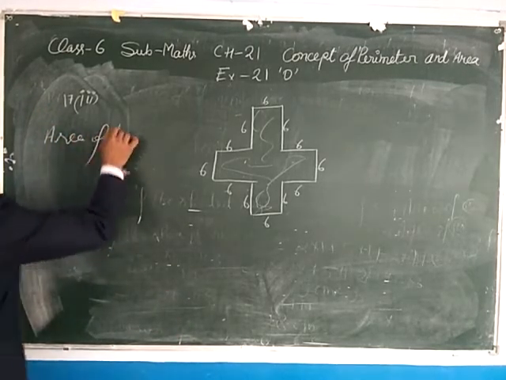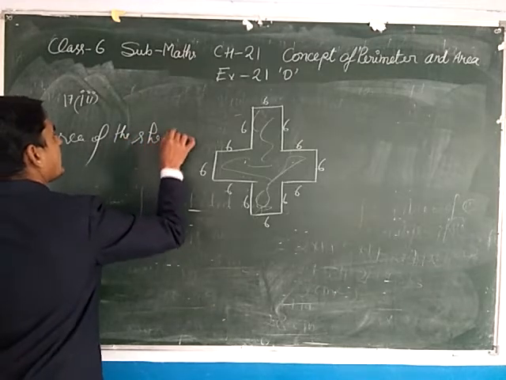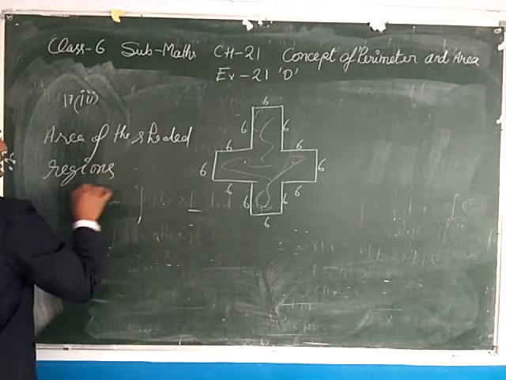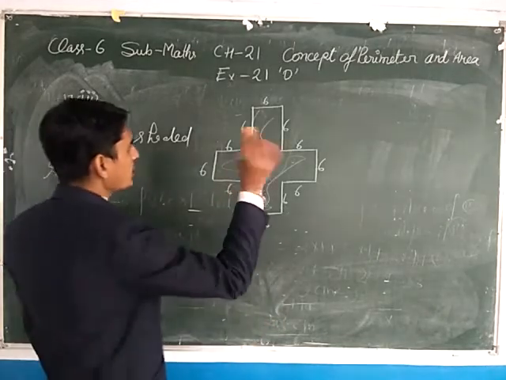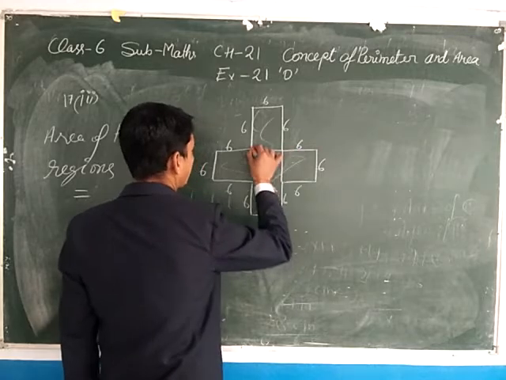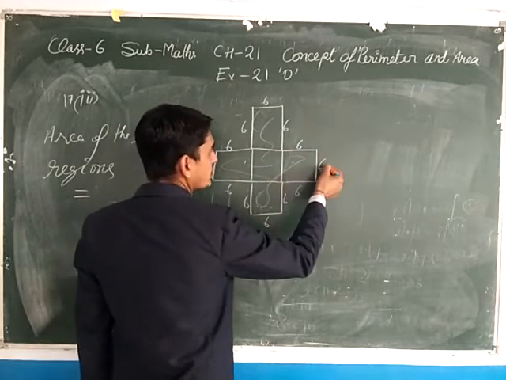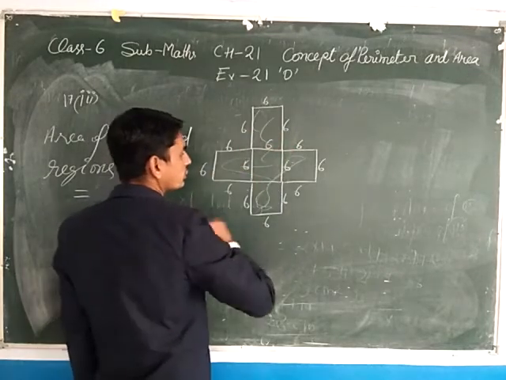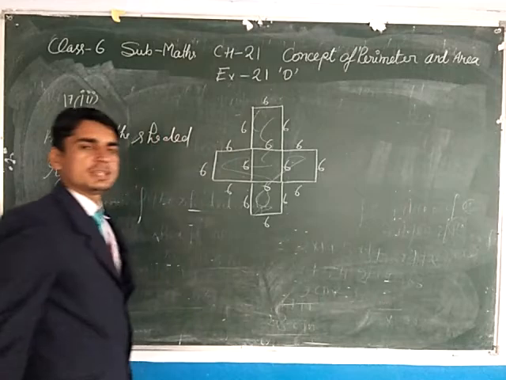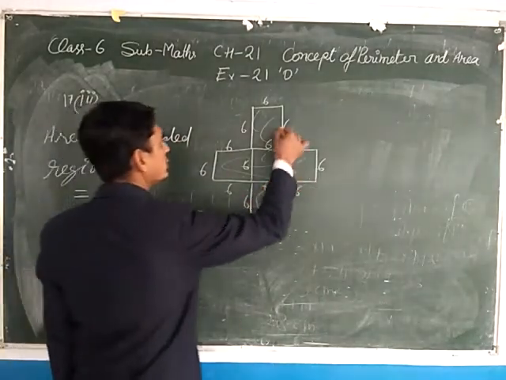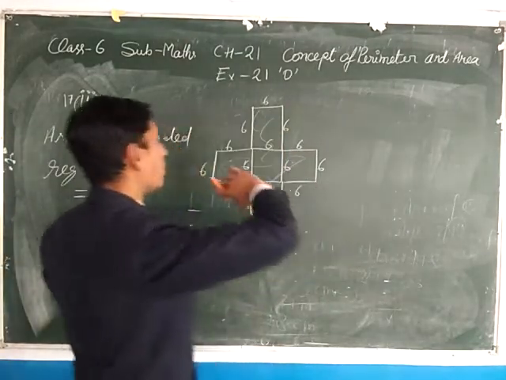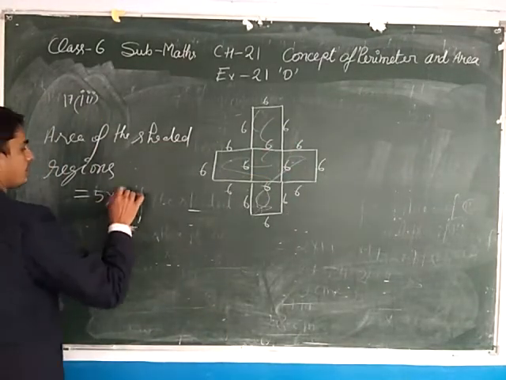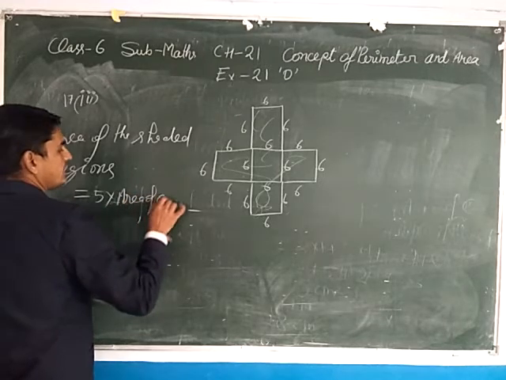Area of the shaded regions equals to, see, suppose we meet from here, from here, from here and from here. So this is 6, so this is also 6. This is 6, so this is also 6. 6, so this is also 6. And this is 6, so this will also be 6. So 1 2 3 4 5. How many parts are there? 5. All parts are equal on the sides. So you will write 5 multiply area of each part.